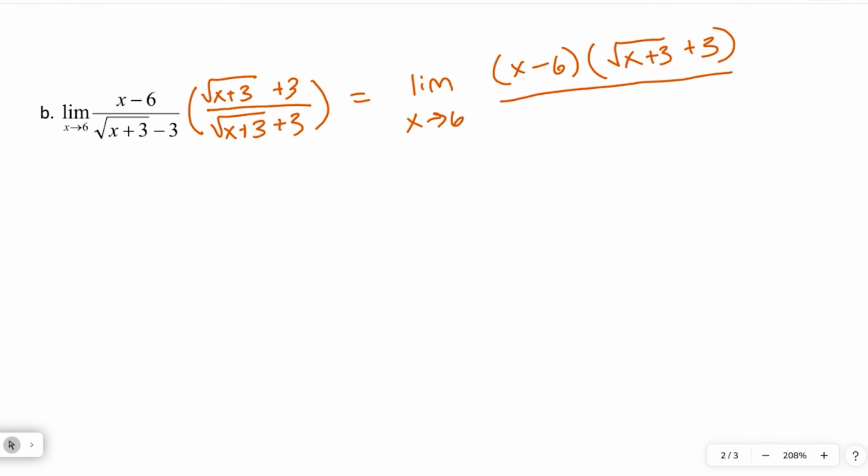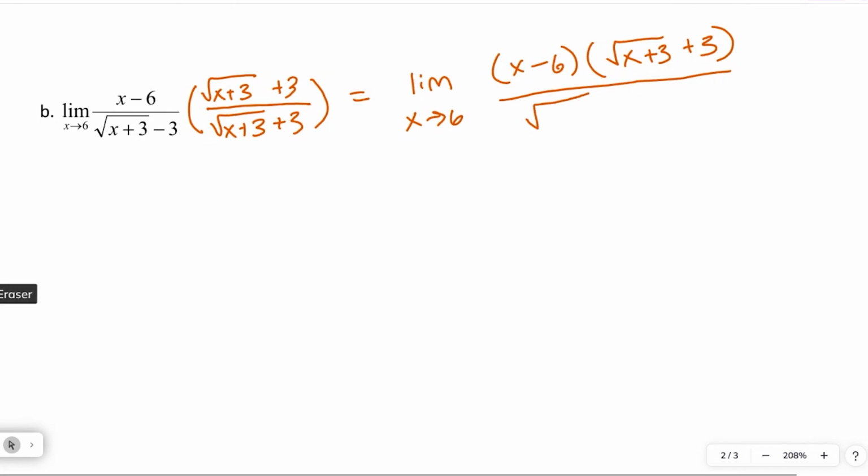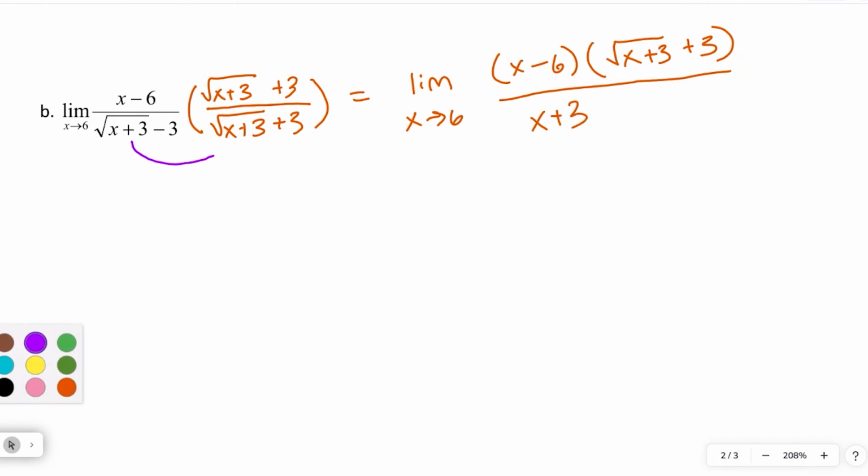Usually it does, unless I just mistype something, or maybe there wasn't a hole to begin with. But no, this is going to work out okay. So let's go ahead and multiply that denominator out. The square root of x plus 3 times itself is just going to be x plus 3. Right? Root x plus 3 times root x plus 3 is going to give me x plus 3.